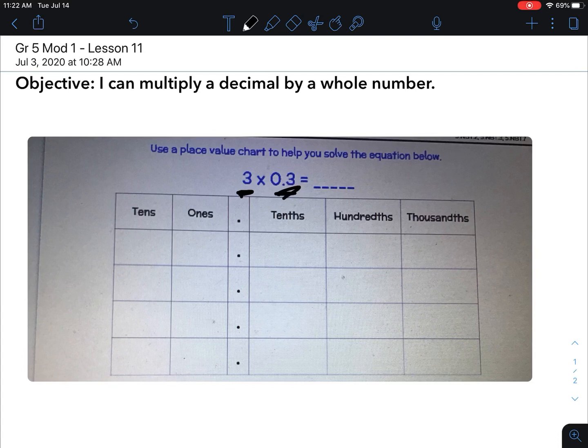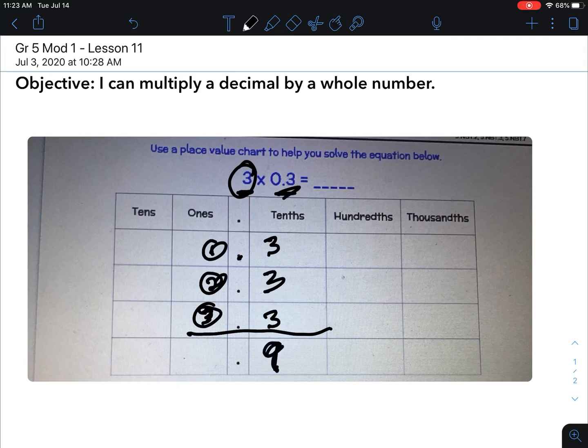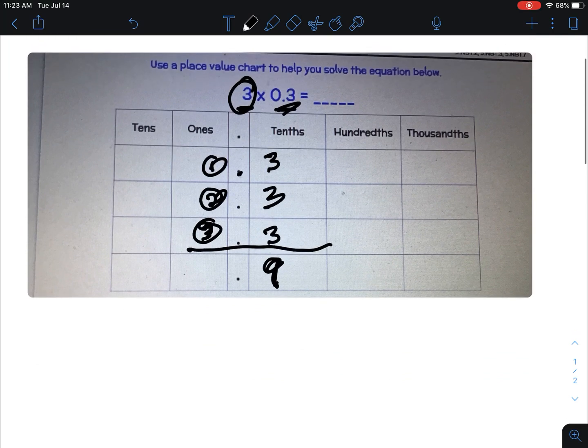To multiply using the place value chart, the easiest way for me would be to just do, there's 3/10, right? And you need 3 of them. So there's 1, 2. Now you have 3 3/10. We know that repeated addition is the same thing as multiplying. So here's our 3/10, 1, 2, 3 times, which equals 9/10.